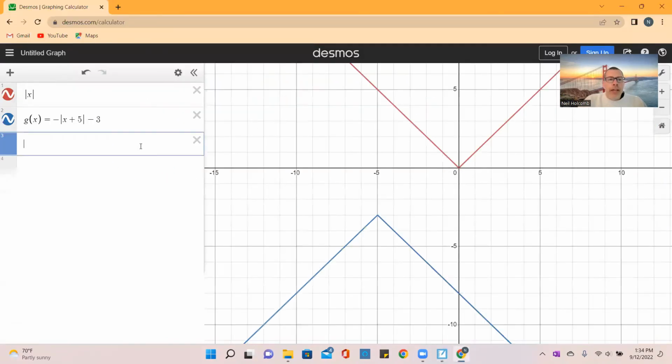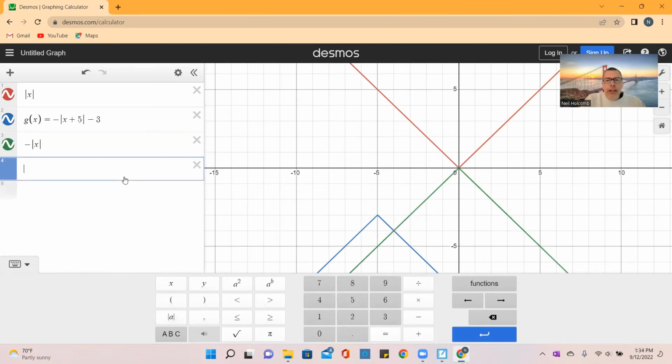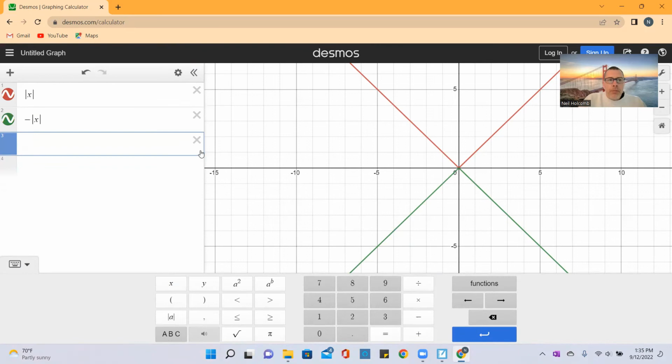So I'm going to show you that in pieces. So if I just did the absolute value of x, that's the red one. But then if I did the negative, the absolute value of x. Okay, that's this green one. And then I'm going to do it in steps now. So let me get rid of the whole function. So here was the parent function, absolute value of x. I put the minus sign out in front, and that gave me this green function, which flipped it over or reflected it across the x-axis.